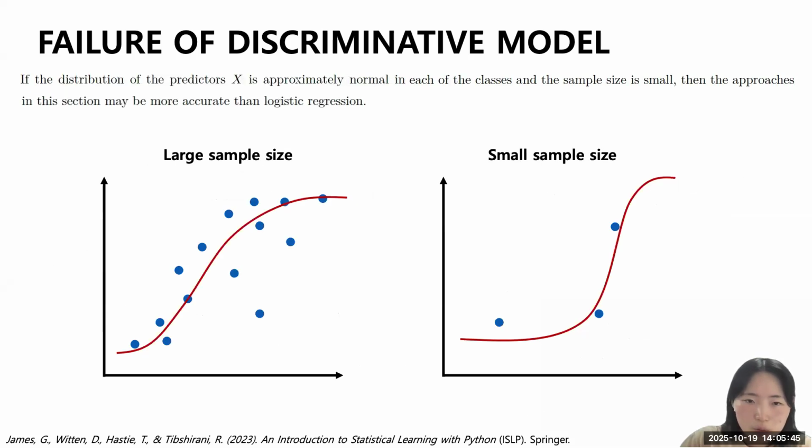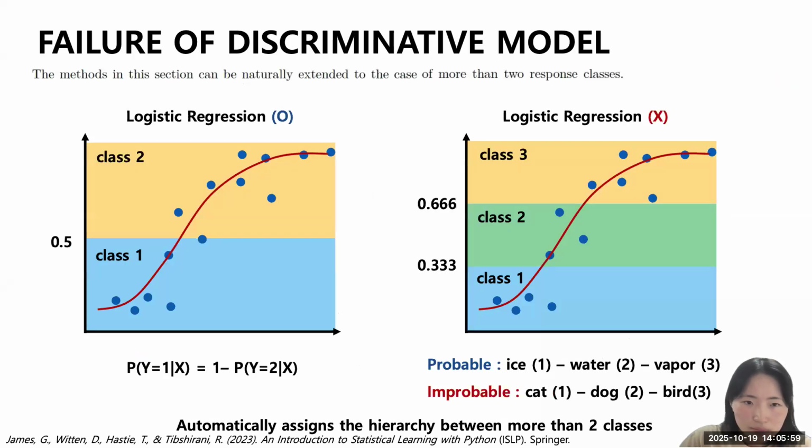Logistic regression performs well with large sample sizes, but when the sample size is small, it tends to overfit the few available data points and fail to generalize. In this case, generative models like LDA and QDA can perform better.